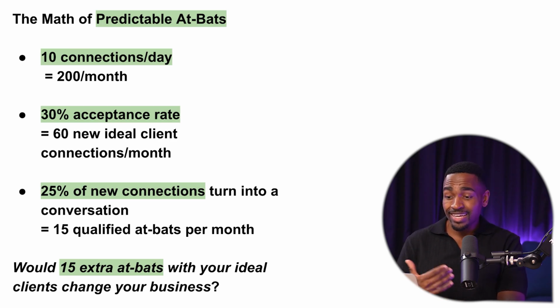Now, let's say that of those 60 new connections, your new, simple, non-spammy conversation starter can turn 25% of them into real back and forth conversations. That would be 15 qualified at-bats every single month on autopilot.